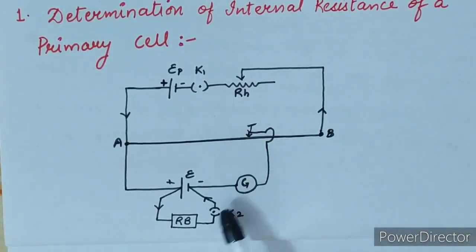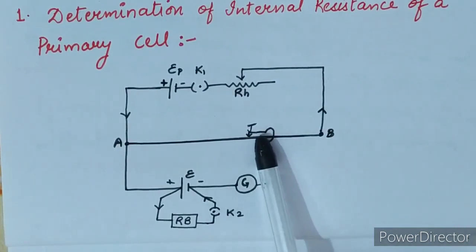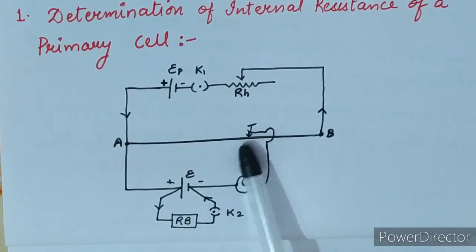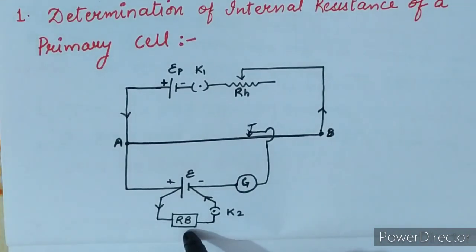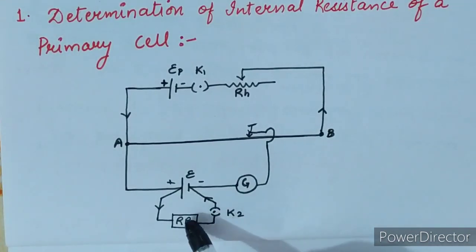And afterwards we will close the key K2 also. In the first condition, this K2 will remain open. Afterwards we get the balancing length L1, then K2 will become closed. And a resistance R is inserted in the resistance box. Means we have to pick out one of the values of the resistance from the resistance box.